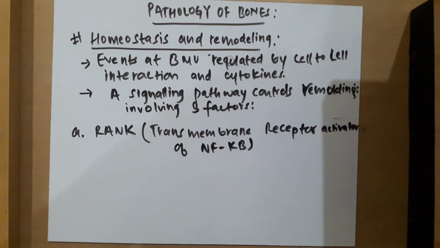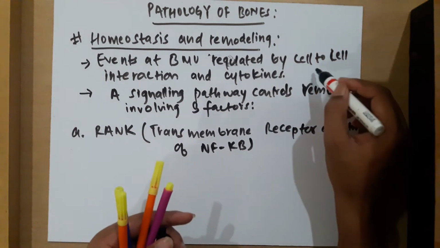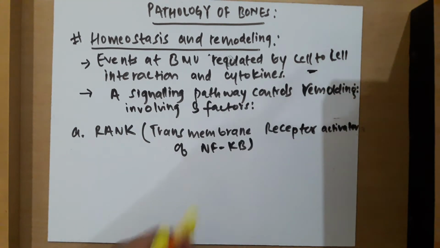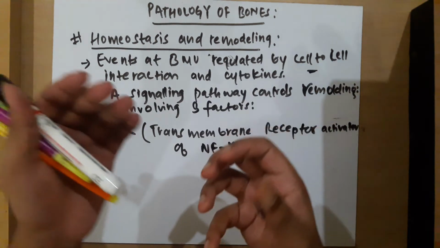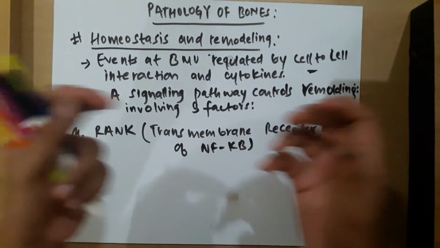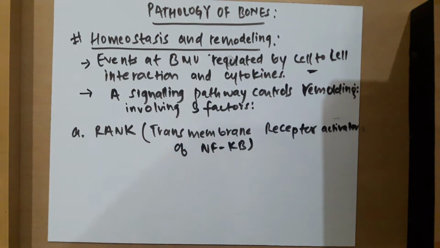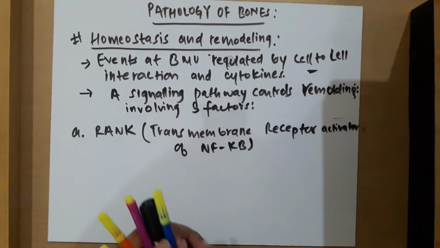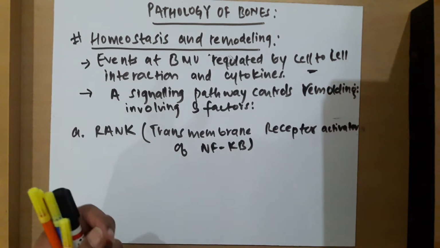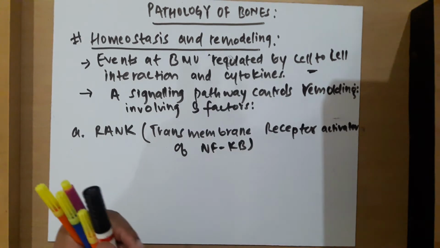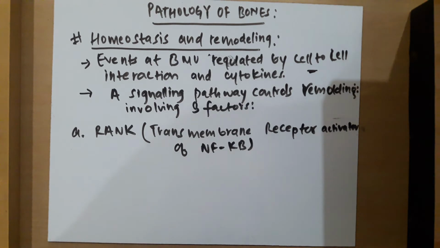Okay, so RANK, and I told about this, telling about the cell to cell interaction, is that osteoclasts, osteoblasts, stromal cells, they express various receptors, various ligands and other substances. They also release some substances that interact and control the events at the BMU. So this RANK, transmembrane receptor activator of NF-κB, is expressed by the osteoblasts. Okay, sorry, this is presented by the osteoclasts.